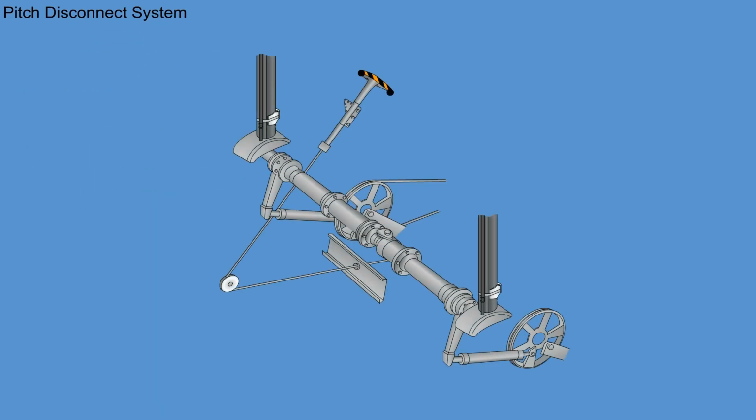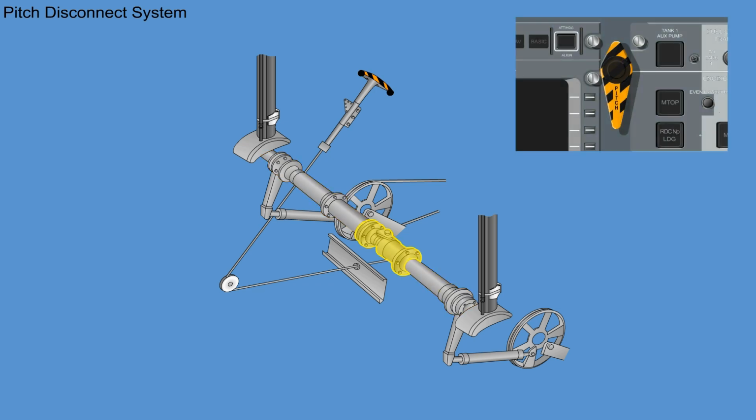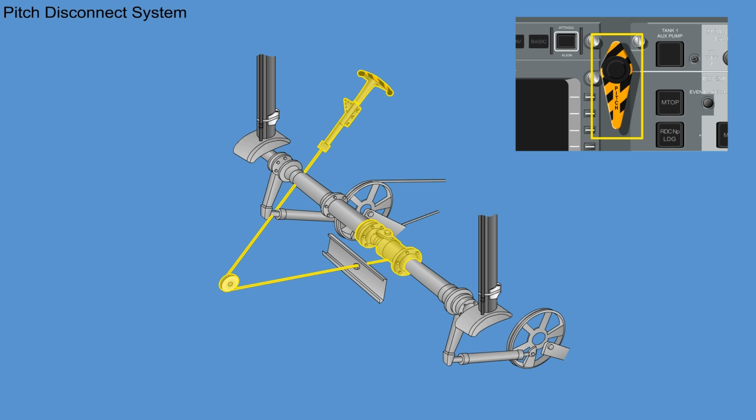The left and right elevator control circuits are connected to each other by a torque tube installed below the flight compartment floor. The torque tube connects the 2 control columns through a clutch mechanism. The pitch disconnect system has a vertically mounted pitch disc handle located on the left side of the center console. This handle is connected to the clutch mechanism by a cable routed below the flight compartment floor.